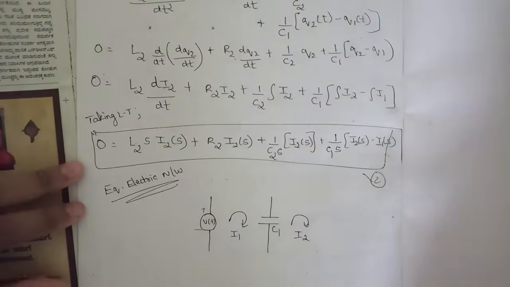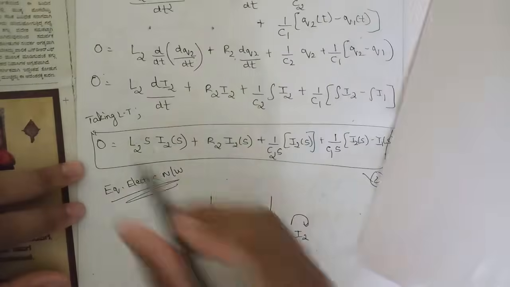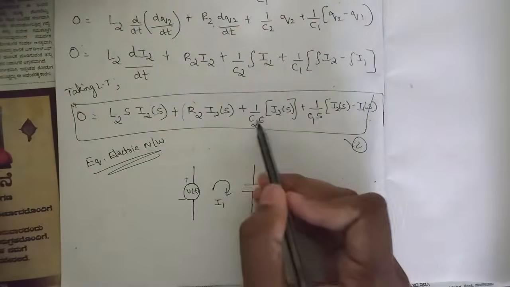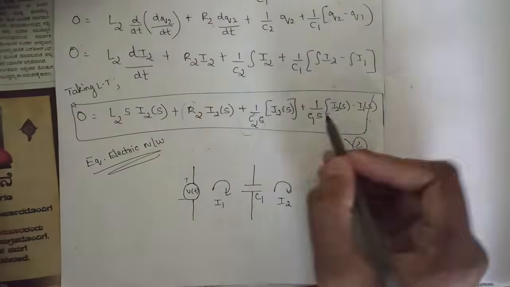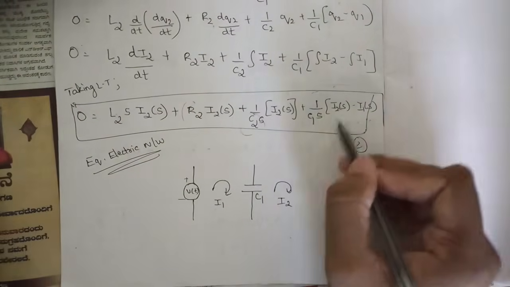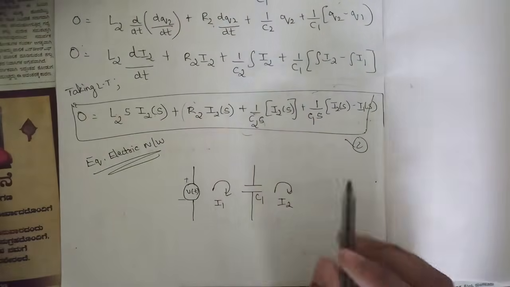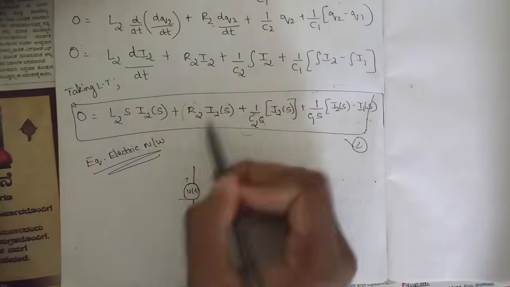So what are the other components left? L2 is left, R2 is left, and C2 is left. C1 is done, because we know that C1 is between I2 and I1. I have drawn it, so we don't need to draw it again. These three components are left: L2, R2, C2.